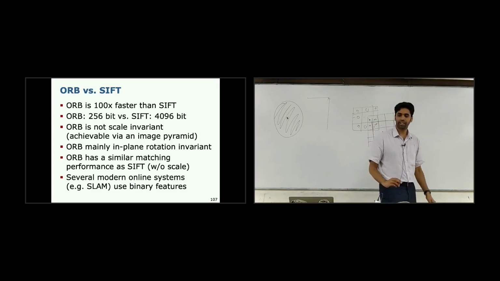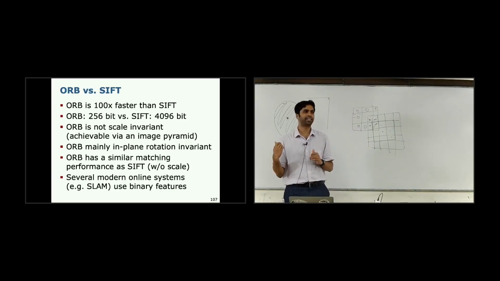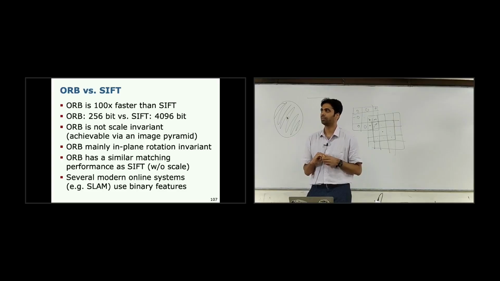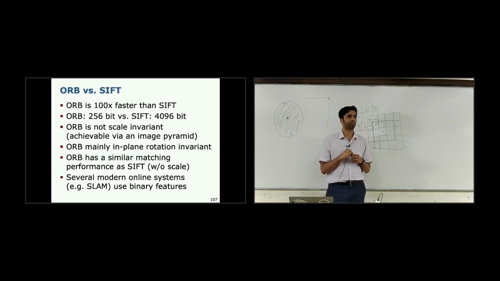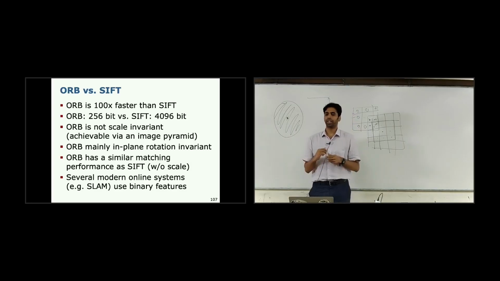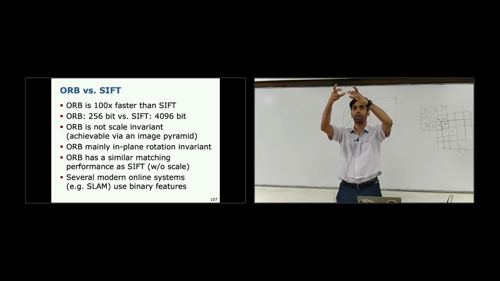There are some variants which have been proposed where you can get a little bit of scale invariance by using an image pyramid. Does anybody know what an image pyramid is? It's very commonly used in image processing. We actually also saw it when we were doing the difference of Gaussians descriptor. So an image pyramid is essentially you take the original image, you take half of it. Whatever you do on the original image, you also do on the image that's half the size, and a quarter the size, and 1/8 the size.